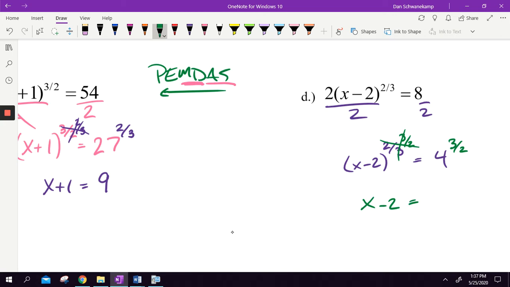The square root of 4 is 2. And then 2 cubed is 8. I'm going to add 2 to both sides. X equals 10. But that's not it. Because think about what we did here.